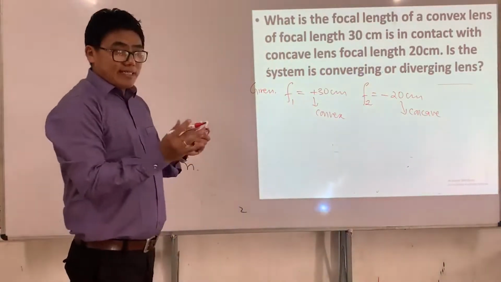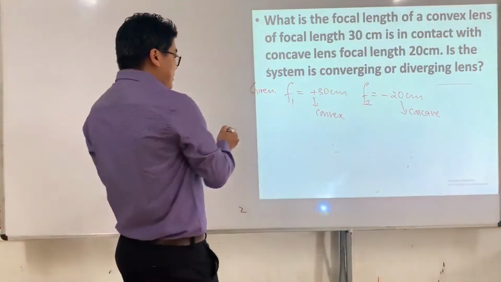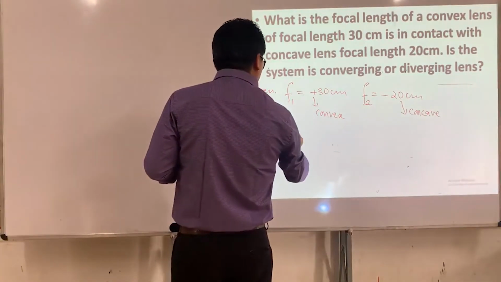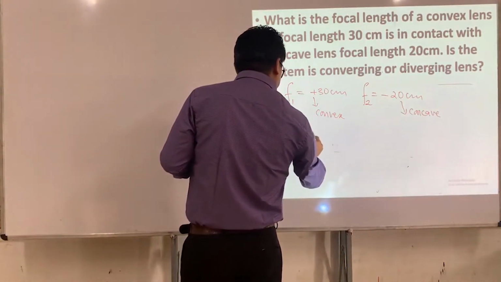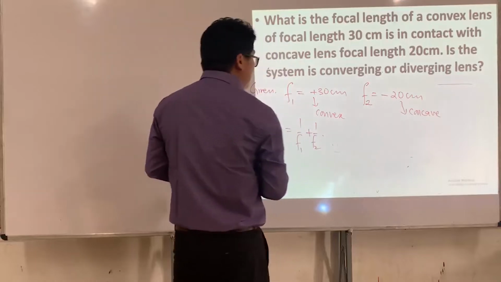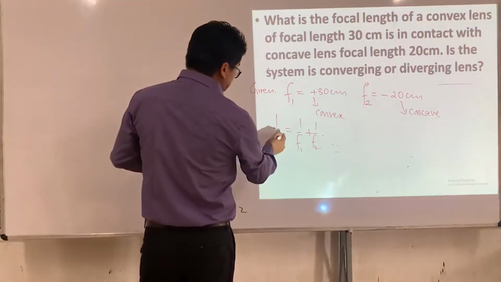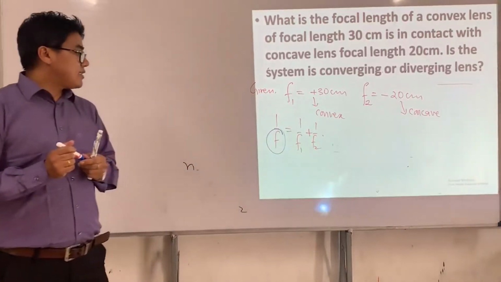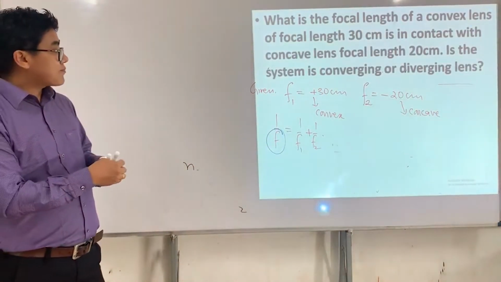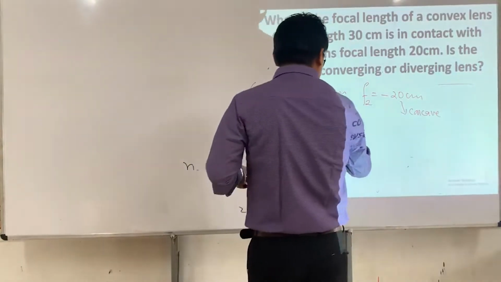Now I have to combine them. So this is how I am going to combine them. This is a combination of lenses. Our main focus is to find the combined focal length. So how much is it?